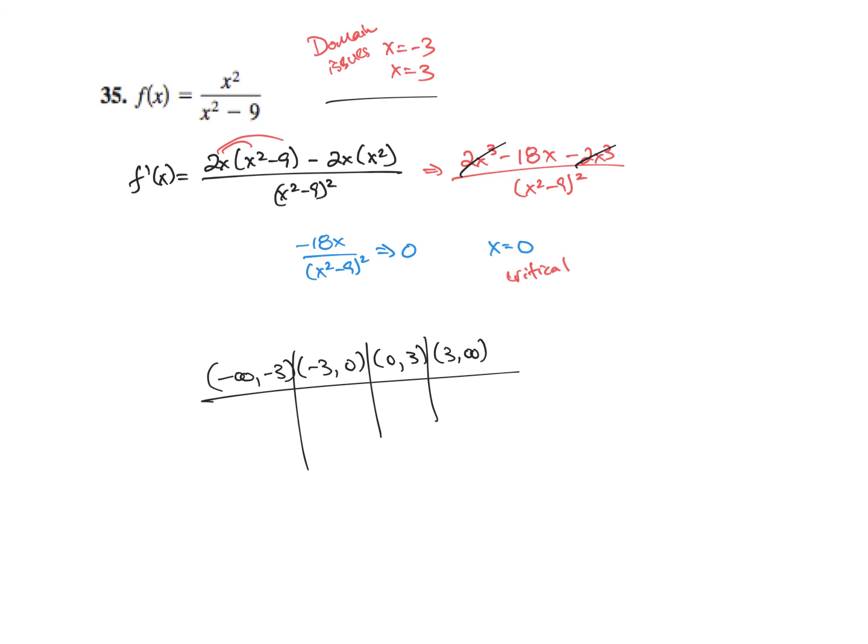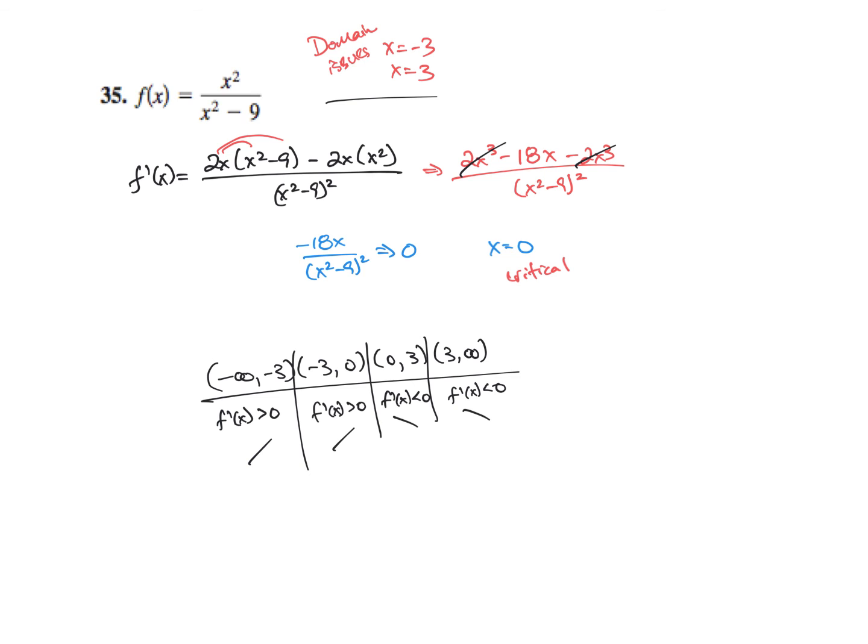So if I substitute in something like -4, f prime is greater than 0. If I substitute in something like -2, f prime is greater than 0. If I substitute in something like 1 or 2, f prime would be less than 0. If I substitute in something like 4, f prime would be less than 0. All right. So, does anything happen at -3? No, it wasn't going to anyway. It was a domain issue.